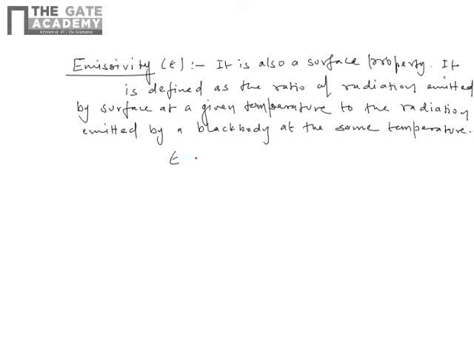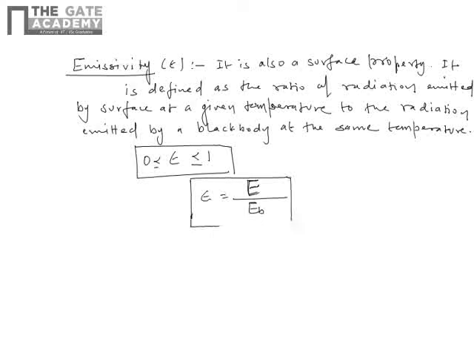Epsilon can be between 0 and 1, and it is defined as the emissive power of a body to the emissive power of a black body at the same temperature. For a black body, emissivity is equal to 1.